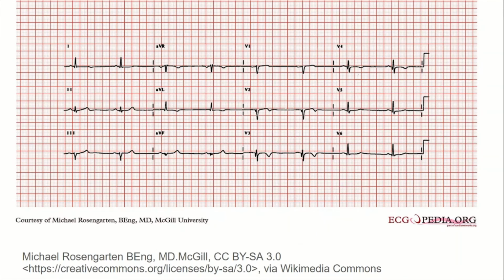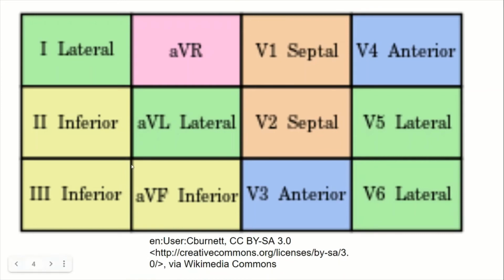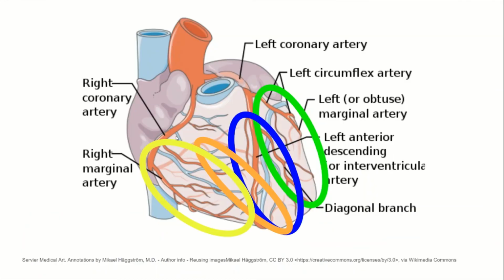And then again, let's just go back and review. Inferior. So 2, 3, AVF are inferior. V1, V2 is septal. V3, V4 is anterior. V5, V6, 1 and AVL are lateral. And then as shown here, right?